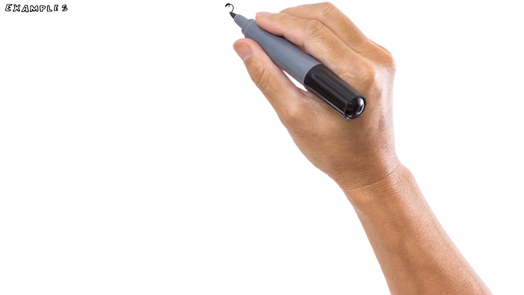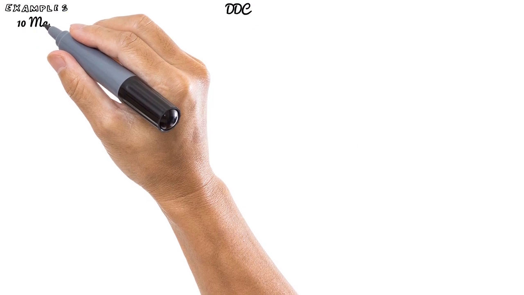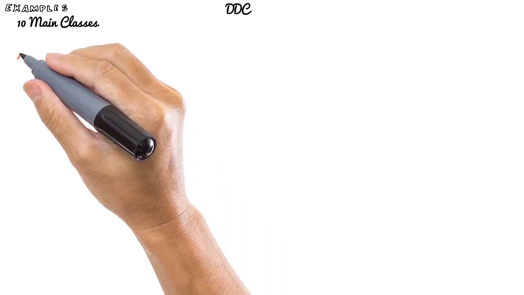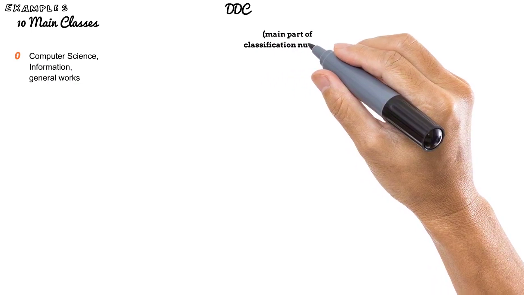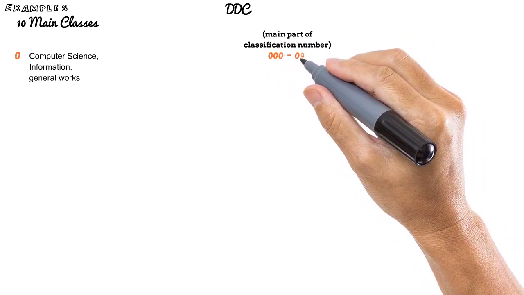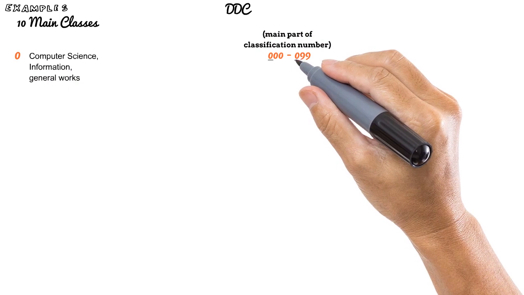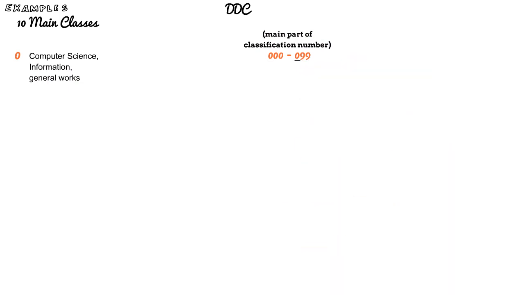Let's have a few examples of DDC main classes. We don't plan to cover all 10 now, but just those mostly related to science and technology, which we are focused on now. You can read yourself about the other main classes. Let's start with the main DDC class numbered 0. It's about computer science, information, general works, and the main part of the classification number of a book will be between 000 and 099. I'll put such a 3-digit classification number on the right side near the main class name.